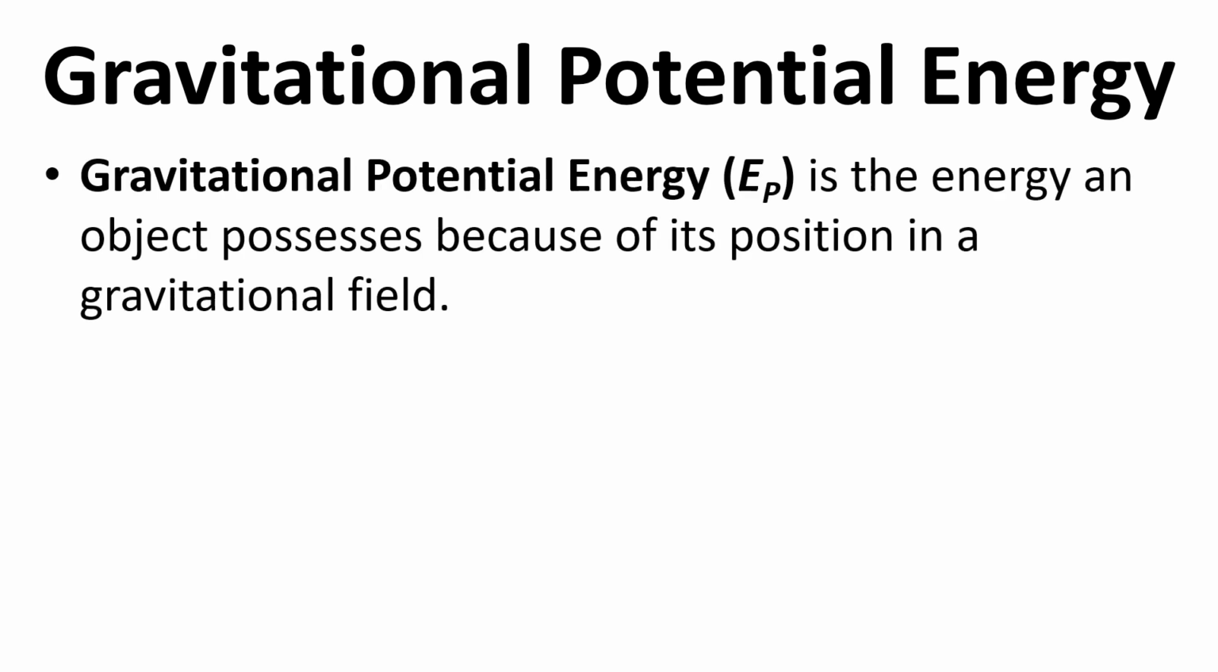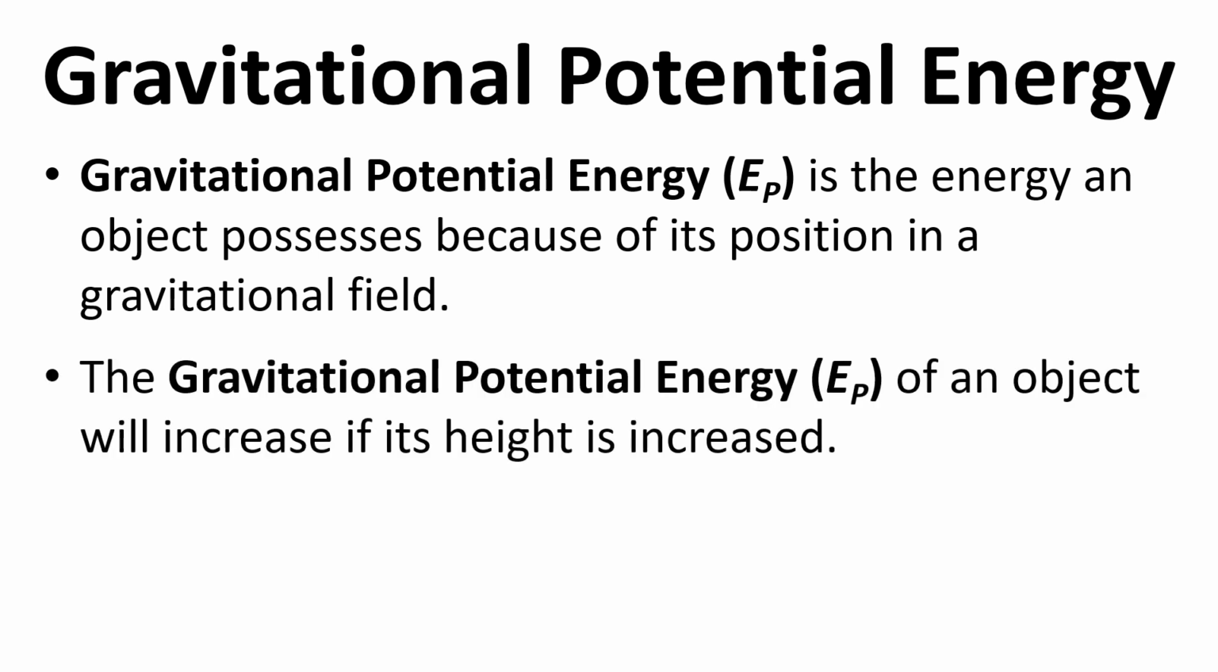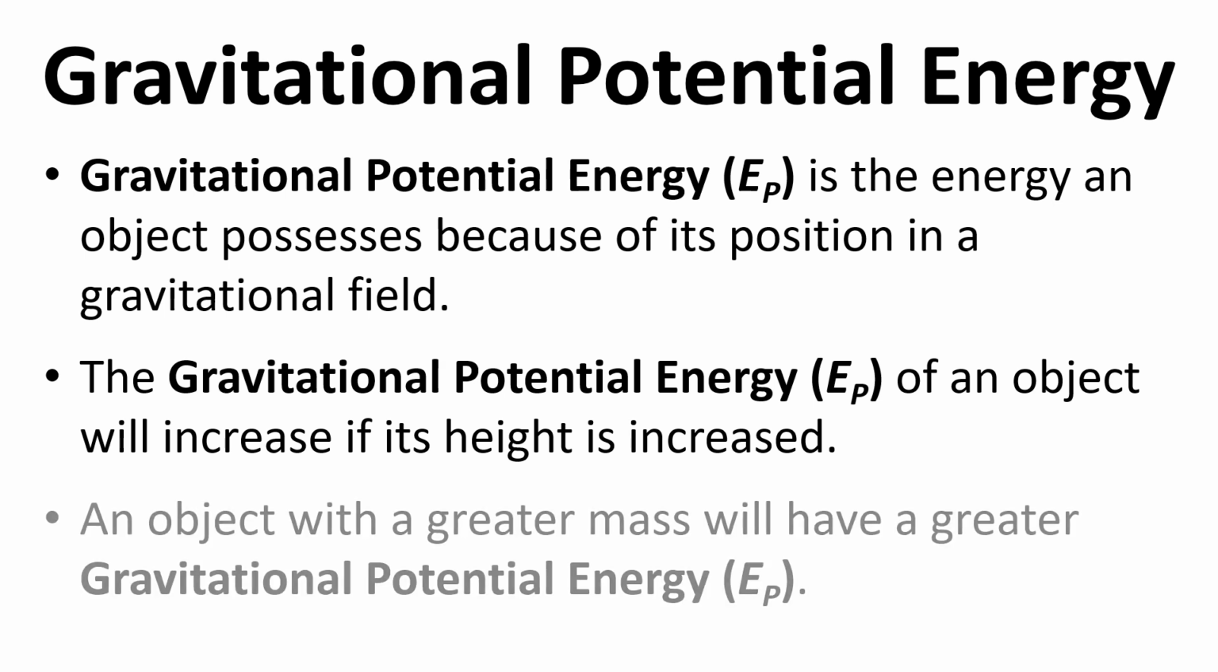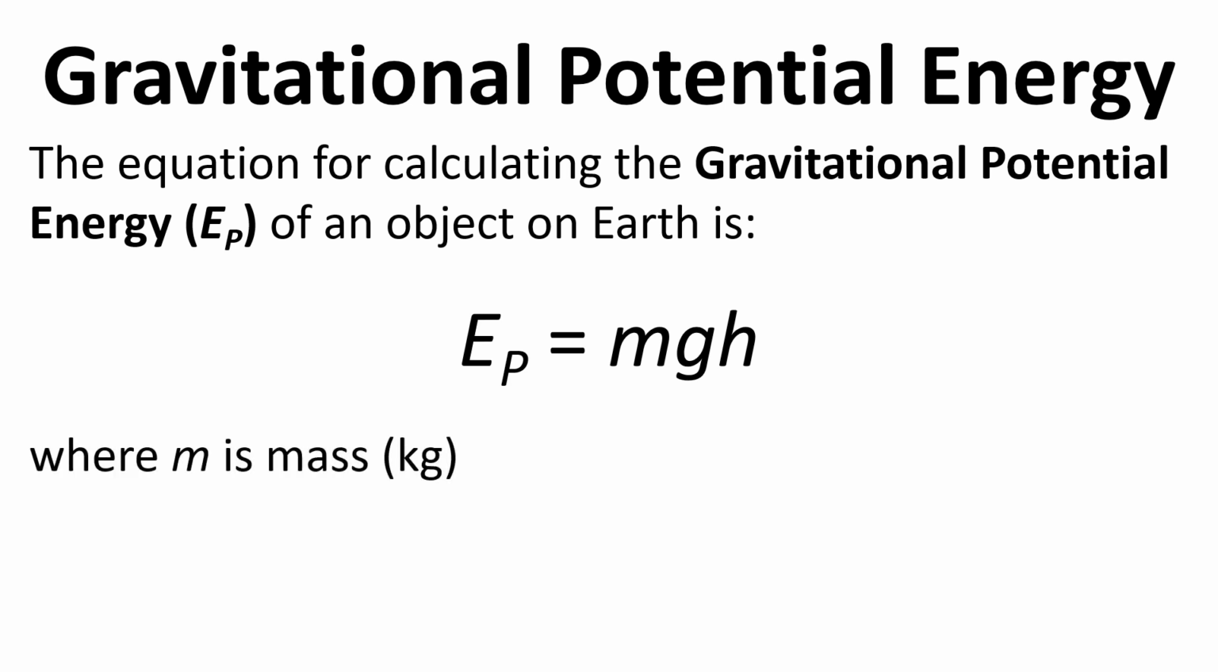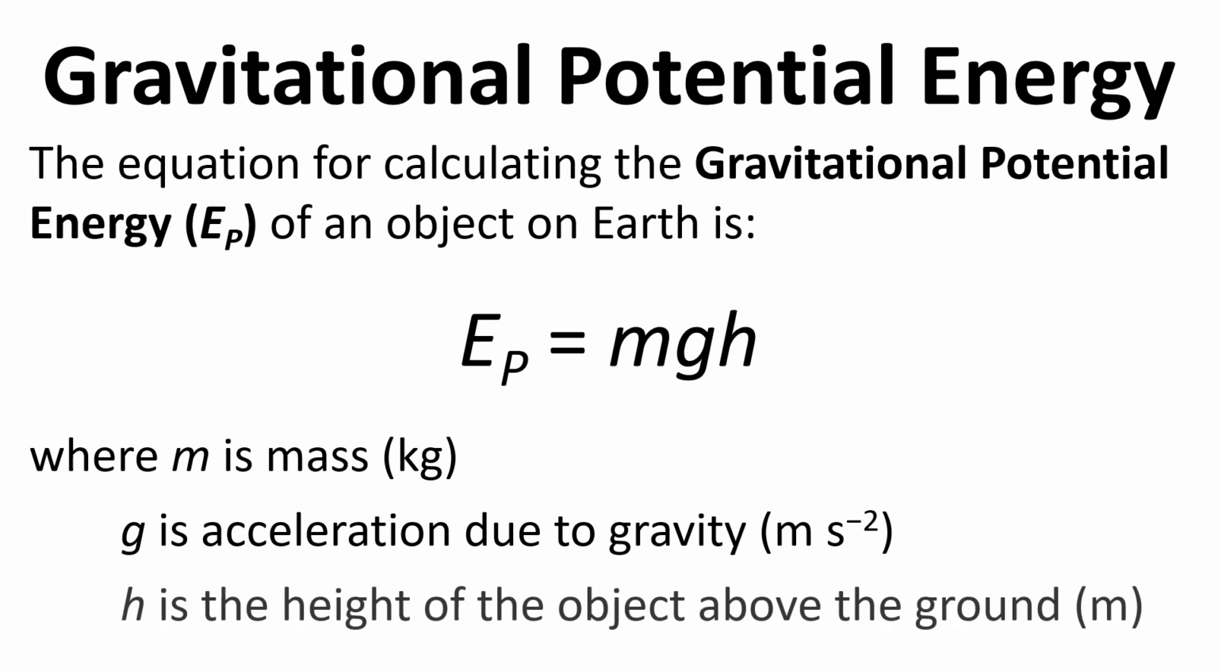So that energy was actually transferred to gravitational potential energy. And that's the energy an object possesses because of its position in a gravitational field. An object will increase its gravitational potential energy if the height is increased. And an object with a greater mass will also have a greater gravitational potential energy. So the equation for gravitational potential energy is E_P equals mgh, where m is the mass, g is the acceleration due to gravity, and h is the height of the object above the ground.